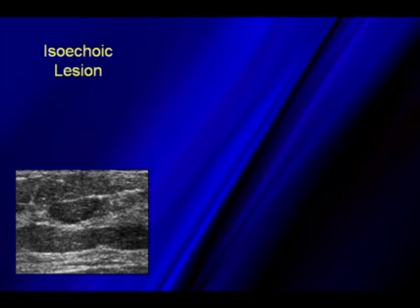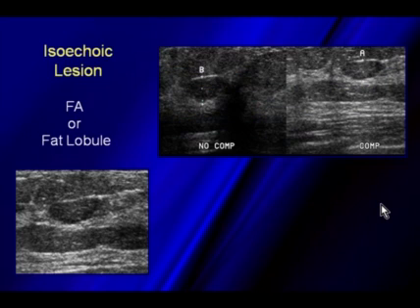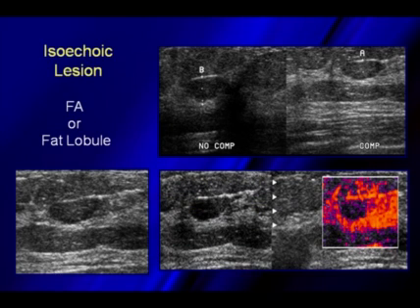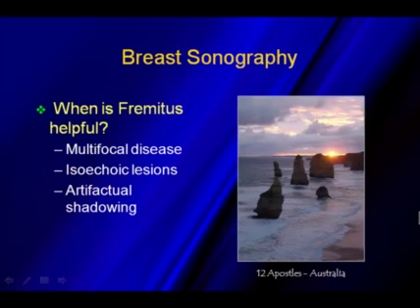Another thing is looking at isoechoic lesions. Here we have this lesion. It could be a fat lobule. It could be a fibroadenoma. We check compressibility. If we're going to call something a fat lobule, we like to see it compress about 30%. We didn't see it compress that much. We went ahead and did fremitus. You can see that the power Doppler fills in on the soft tissue. The lesion did not fill in. This went for biopsy and was proven to be a fibroadenoma.